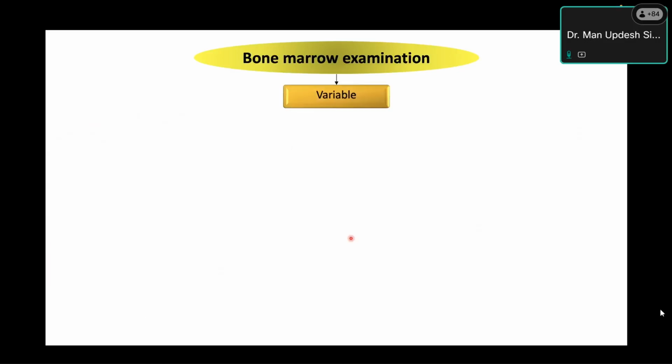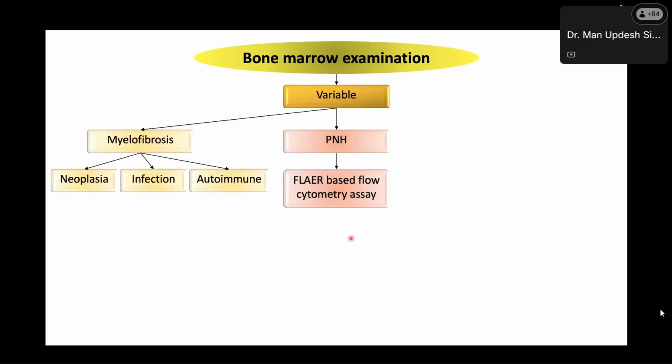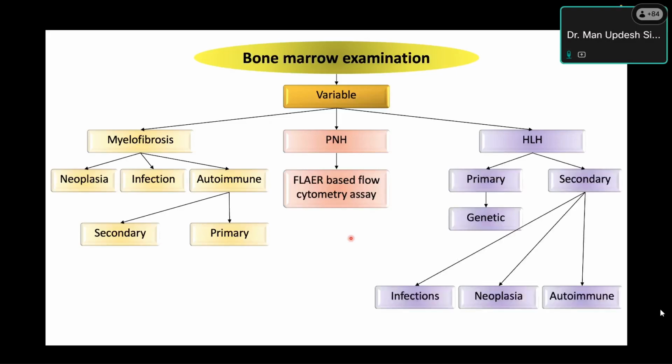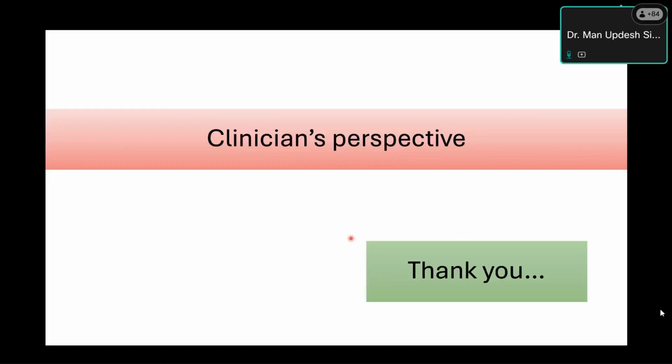If the cellularity is variable, PNH is one cause where you can have hypocellular, normocellular, or hypercellular marrow. All of these can be present. And you, of course, go for flow cytometry. Variable cellularity also occurs in myelofibrosis, which can have various causes, malignant as well as non-malignant. HLH, variable cellularity again. In early HLH, the marrow can be cellular. In late HLH, the cytokines do not allow the marrow to regenerate, and there might be collapse of hematopoietic cells. Primary, secondary, we have already discussed that. So I leave it there.